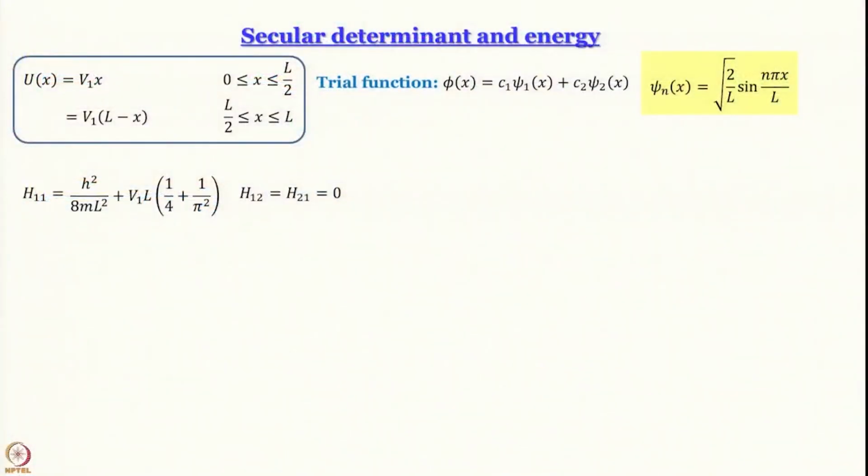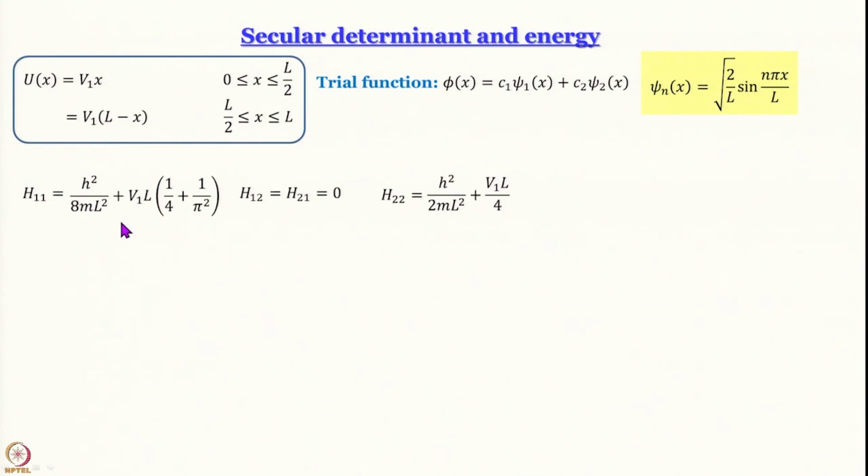H12 and H21 turn out to be 0, and we will discuss a little later why they are equal to 0. Remember, they are not necessarily equal to 0, but we will prove that they are. H22 turns out to be h square by 2 ml square multiplied by V1L by 4. This h square by 8 ml square is the energy of n equal to 1, right.